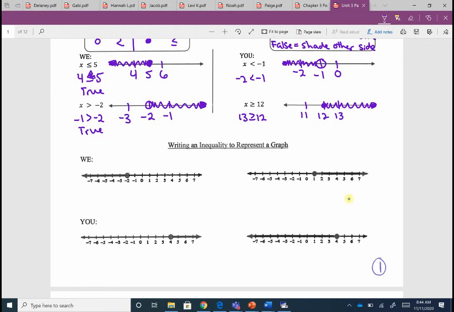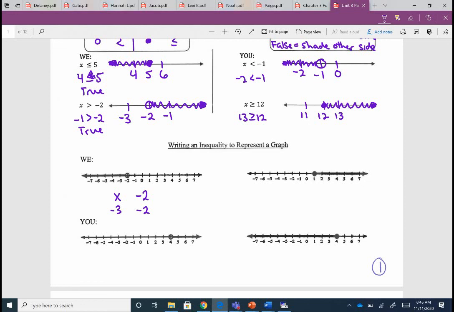We're going to have an x. And what's our number going to be, guys? What's the number piece? Negative 2. Our circle or our dot is on negative 2. So now we have to figure out, though, what symbol is going to go in there. So, test a number. One of the numbers that's shaded. The first one I come across is negative 3. So negative 3 and negative 2.